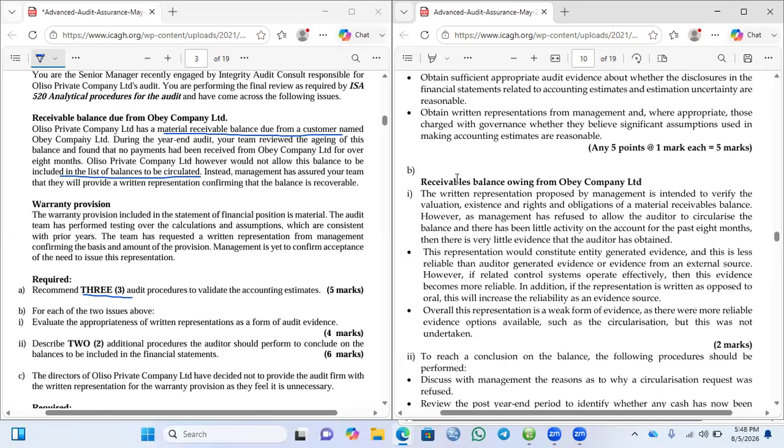So it says receivable balance owing from OB Limited. The written representation proposed by management is intended to verify the valuation, existence, and rights and obligations of a material receivable balance. However, as management has refused to allow the auditor to circularize the balance, and there has been little activity on the account for the past 8 months, there is very little evidence that the auditor has obtained.